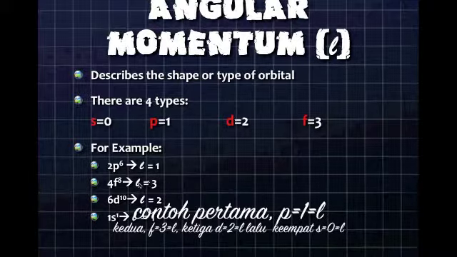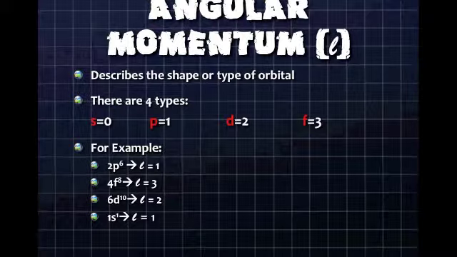The next example is 6d10. d equals 2, so l equals 2. And then 1s1, s equals 0. So l equals, supposed to be 0.